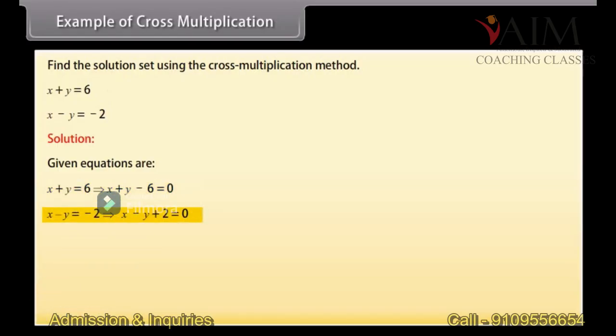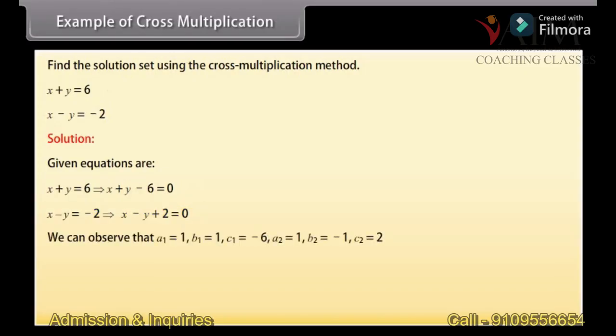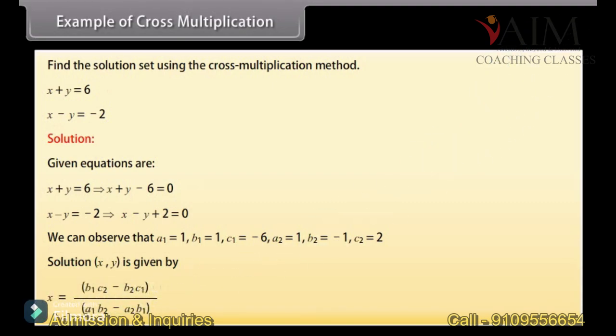x - y = -2, so x - y + 2 = 0. We can observe that a1 = 1, b1 = 1, c1 = -6, a2 = 1, b2 = -1, c2 = 2. Solution (x, y) is given by x = (b1c2 - b2c1) / (a1b2 - a2b1).